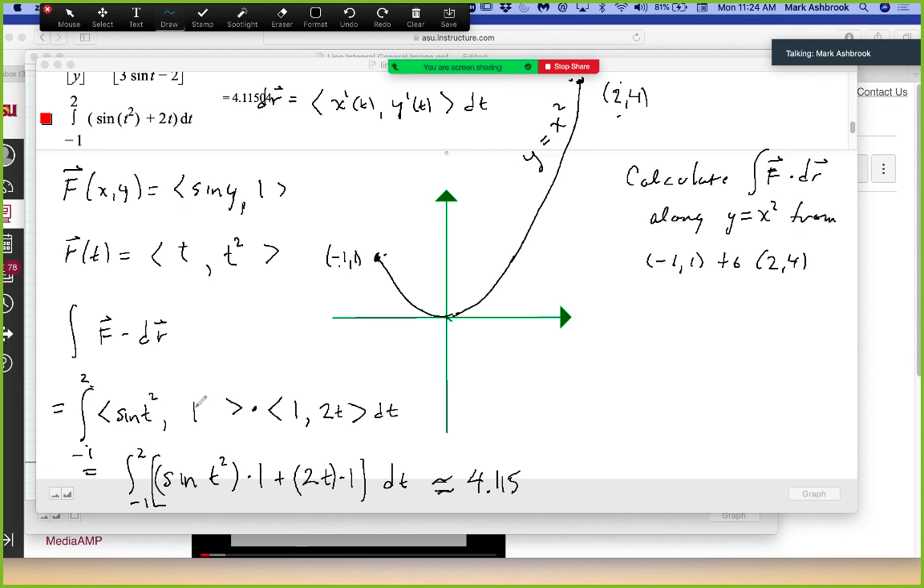Questions on setting up the line integral of the vector field? You're going to rewrite F in terms of t, and then your dr is going to be your derivative function of the path, dt.